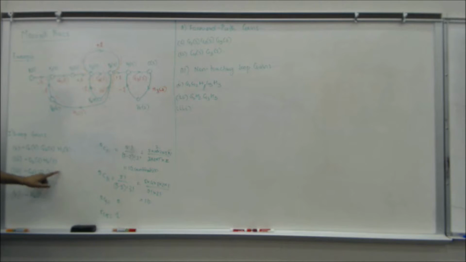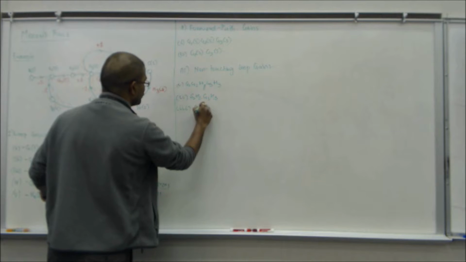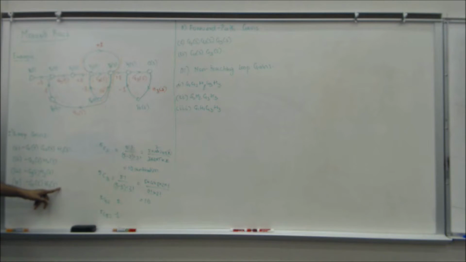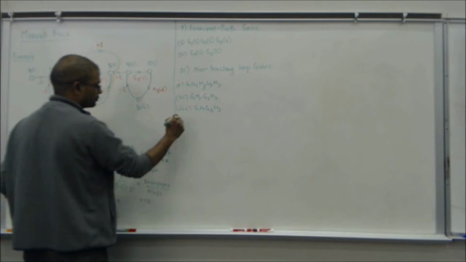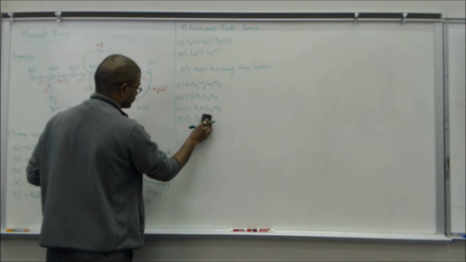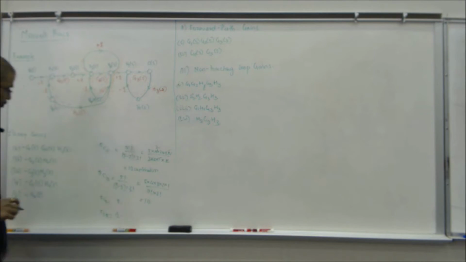Now let's do these two, G3H3 and G1H1. Again, these are not touching, right? G1H1 and G3H3. Okay. And if you look at these two, G3H3 and G2H2, these are also not touching. Finally, these two, G1H1 and G2H2, they are touching.